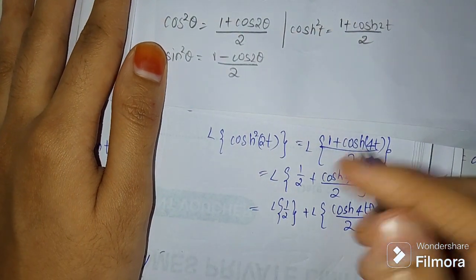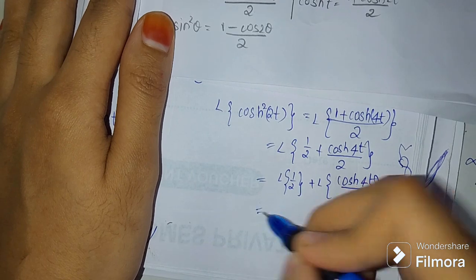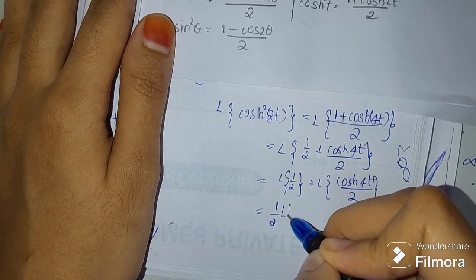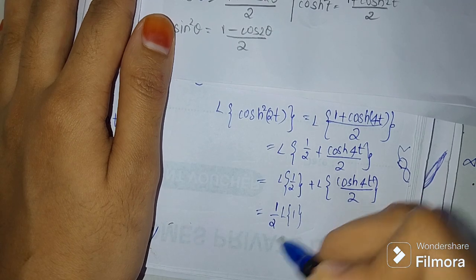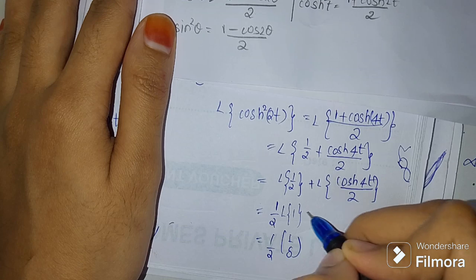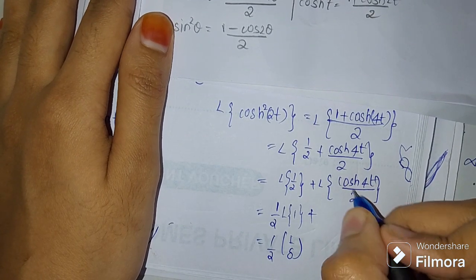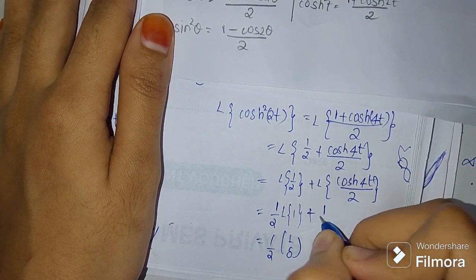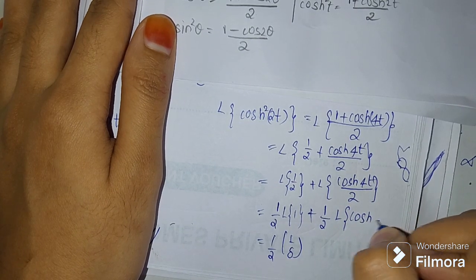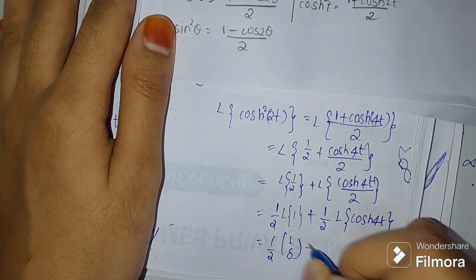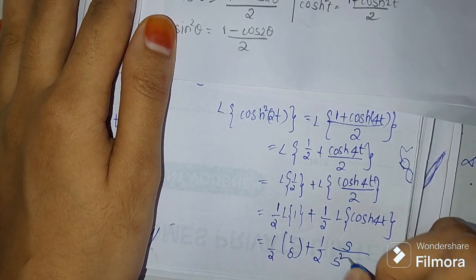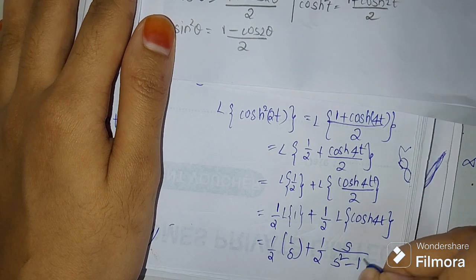Next, what will you do? Laplace of 1 by 2 is 1 by 2 into Laplace of 1, which is 1 by s. So it is 1 by 2 into 1 by s. Next, I'm putting this 1 by 2 outside as a constant, into Laplace of cosh 4t, which is 1 by 2 into, what is the formula? S by s square minus 4 square, which is 16. So this is my final answer.